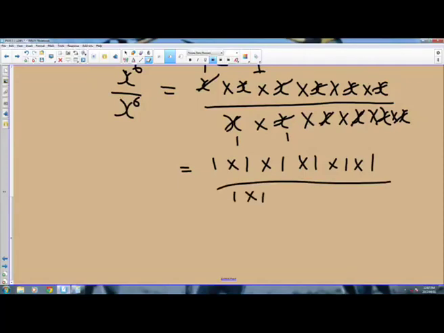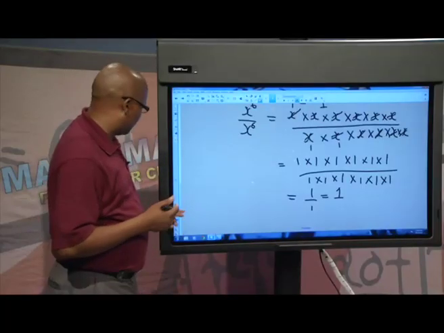1 times 1 times another 1 times 1 times 1 times 1, and then 1 times 1 times 1 times 1. How many ones do you have? 6 ones. When you multiply those ones, you are just going to get 1 divided by 1, which gives us 1. So when you divide, any number given to the power 0 is equal to 1. And we have demonstrated that every time we get a number raised to the power 0, you are going to get 1. And this law is basically from here. This is how we do it.